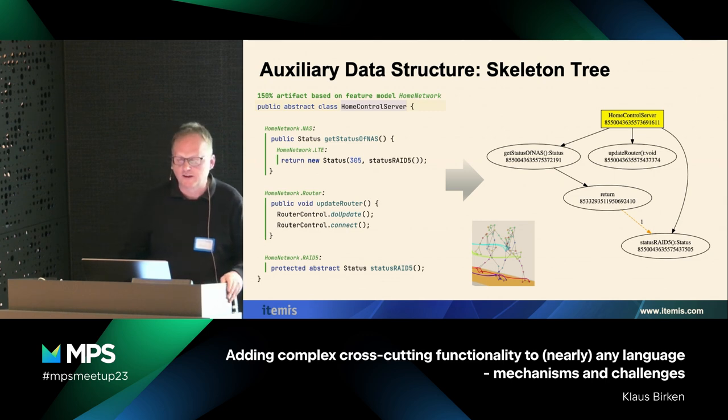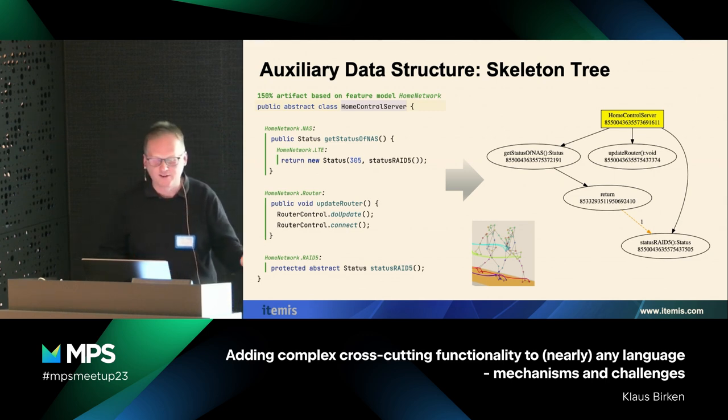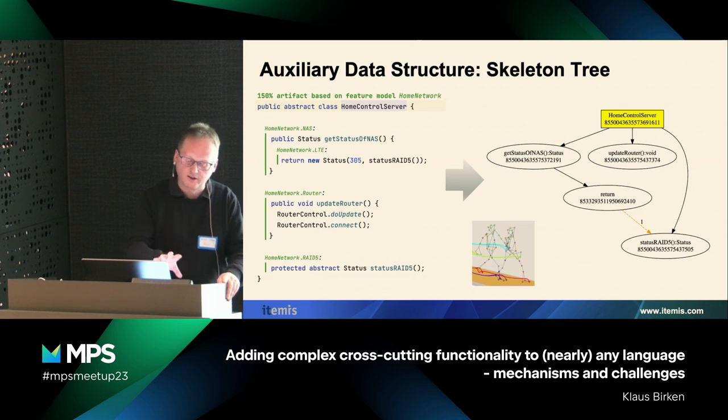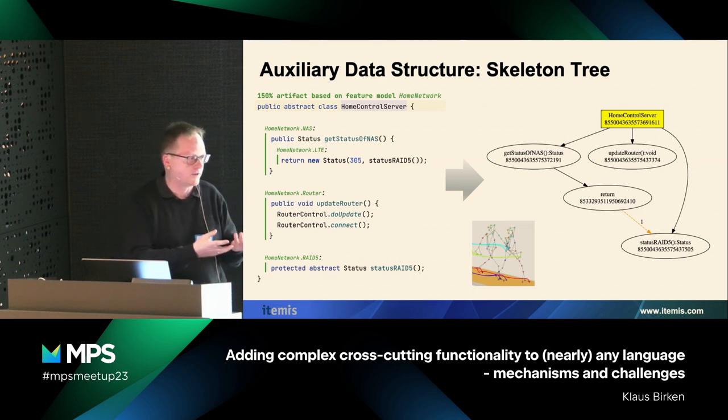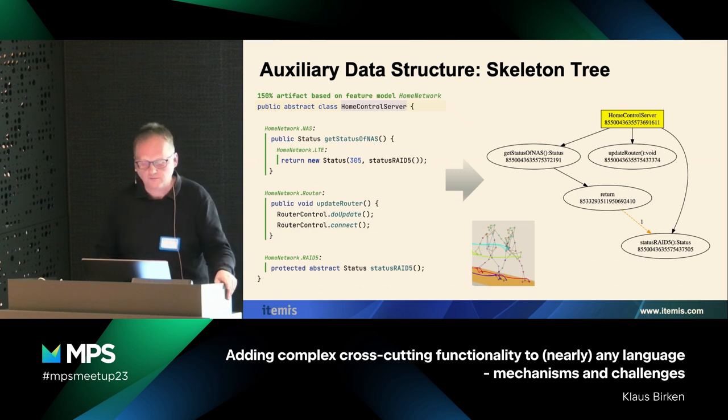We are using an auxiliary data structure, which is called internally the skeleton tree. It is called that because of this motion capture analogy. We just pick the nodes from the AST which have conditions, and the root node. So this getStatusDefNAS node will show up here, the return node will show up here, and because they are nested, those nodes are nested too. So what we do is create an auxiliary tree which represents exactly this variability aspect of our models. And now we can use this tree to implement all the use cases.